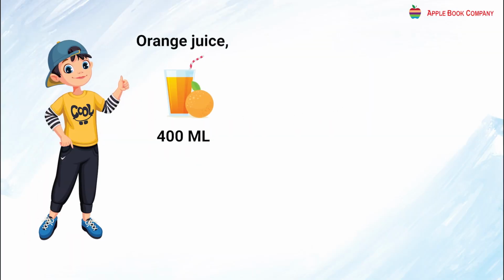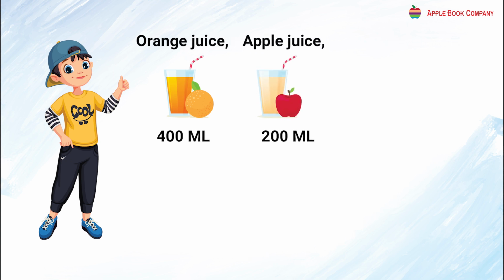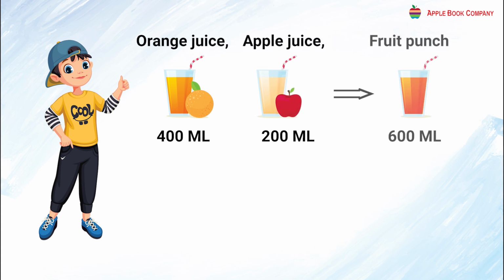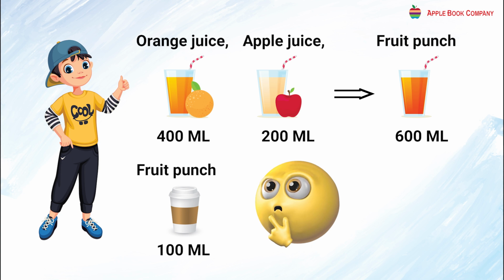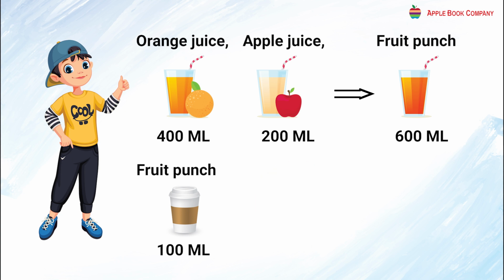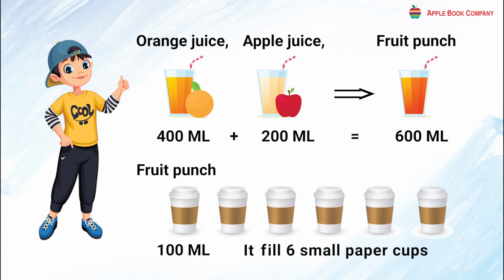Challenge. Ankit mixed 400 ml of orange juice with 200 ml of apple juice to prepare a fruit punch. Then he poured the fruit punch into small paper cups of capacity 100 ml. How many cups will be filled? 400 plus 200 ml of apple juice is equal to 600 ml of fruit punch, which means it fills 6 small paper cups.